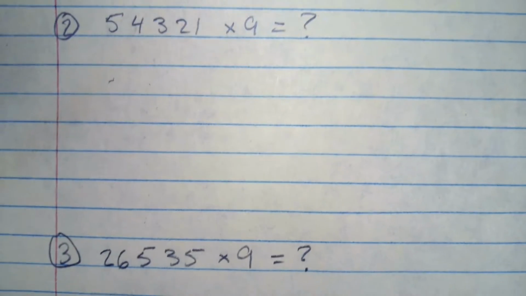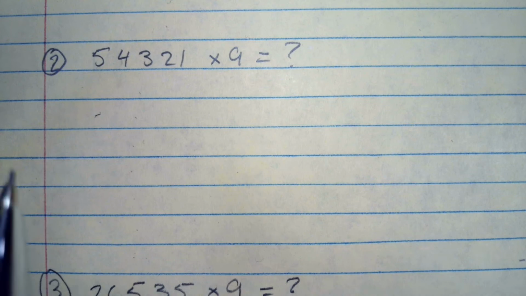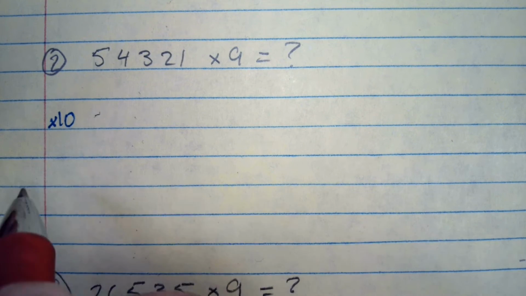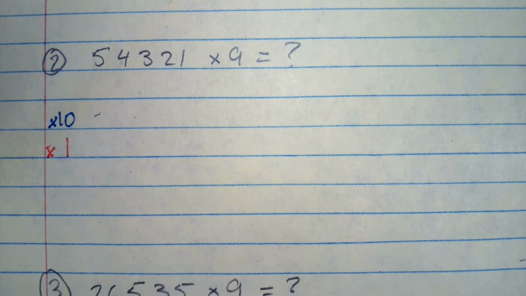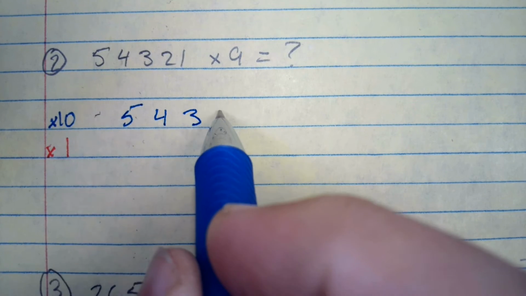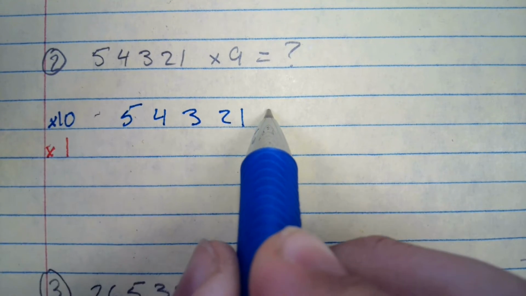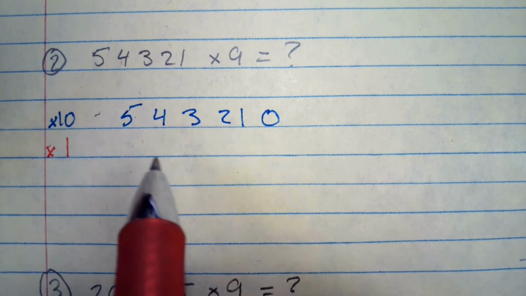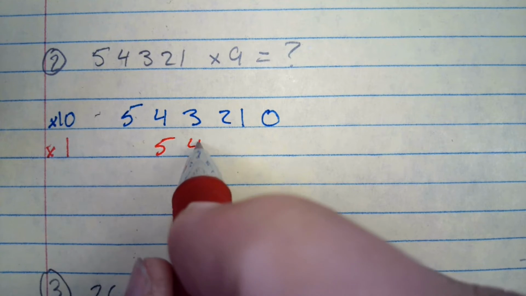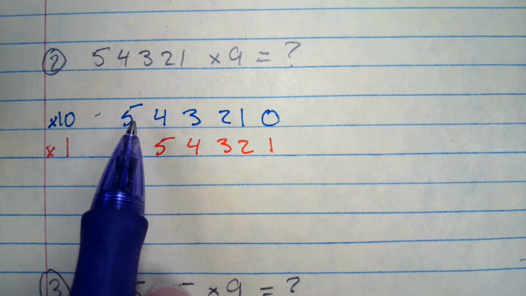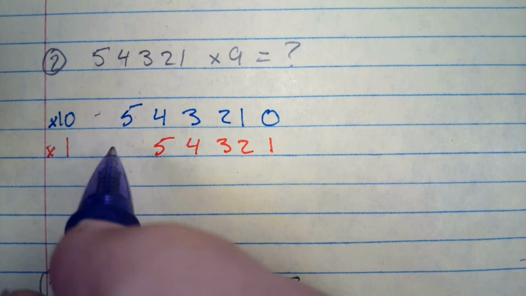Let's try another one. I have 5, 4, 3, 2, 1 times 9. What I'm going to do is get the times 10 version, and I'm going to get the times 1 version. So times 10, I just take all the digits and write them out, 5, 4, 3, 2, 1, and add a 0 at the end. And for my ones version, 1 times anything is just itself, so that's going to be 5, 4, 3, 2, 1. You may be noticing it's as if I've just taken this and shifted it over.